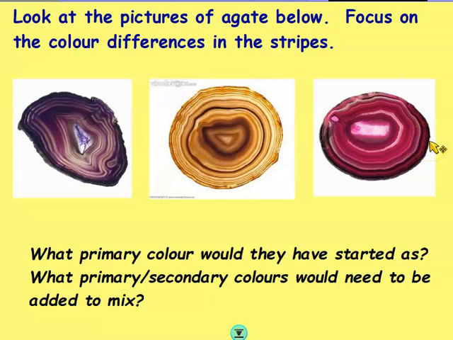Agate is a stone that you can find along the coast, and what happens is that people will cut them open very carefully, and inside you get this lovely polished surface which has a ring of different colours coming out. So I want you to think about, for each of those colours, what primary colour would they have started as, and what primary or secondary colours would need to be added to mix to make the different layers as you go through.